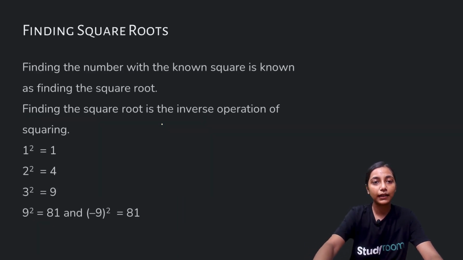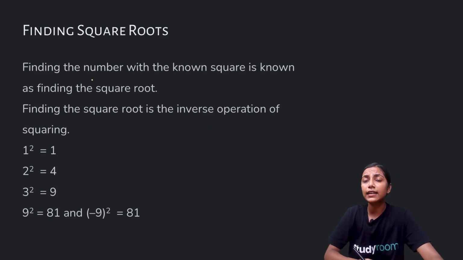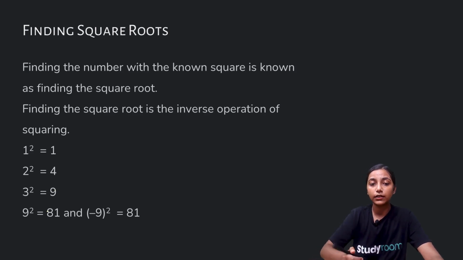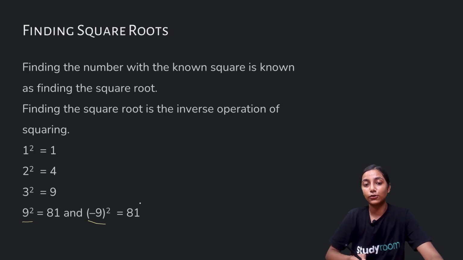So first of all, given to us is that finding the number with the known square is known as finding the square root. So what does finding square roots mean? It means finding the number with the known square. Finding the square root is the inverse operation of squaring. Like 1 square equals 1, 2 square equals 4, 3 square equals 9, 9 square equals 81, and further, if you do the square of minus 9, then also you get 81. See here you get 9 square is 81 and minus 9 square is also 81.